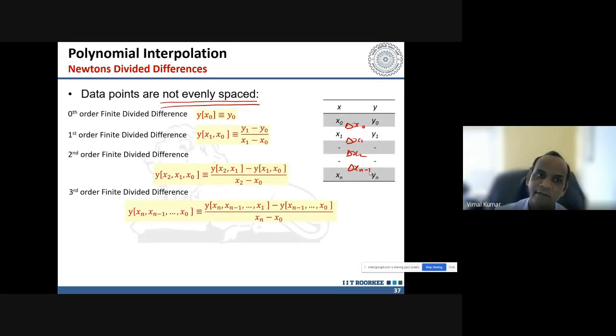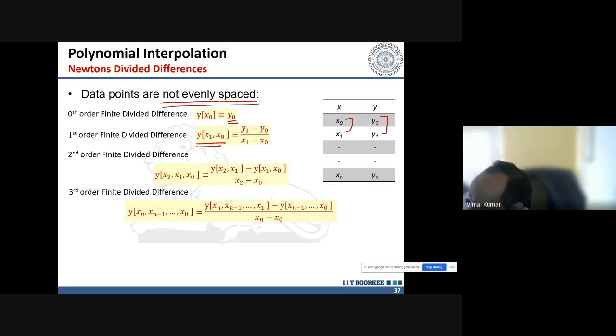We define different orders of finite divided differences. If data is available, the zeroth order finite difference is nothing but y0, that is, y of x0 is y0. The first order finite difference is y of x1, x0, which is nothing but y1 minus y0 divided by x1 minus x0.